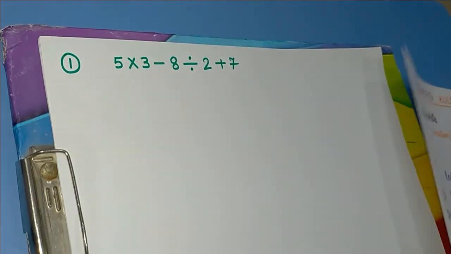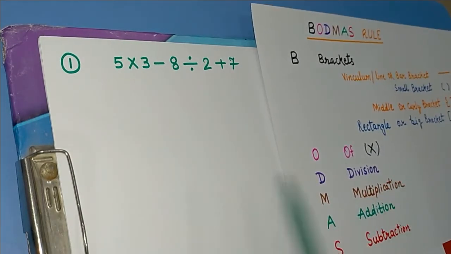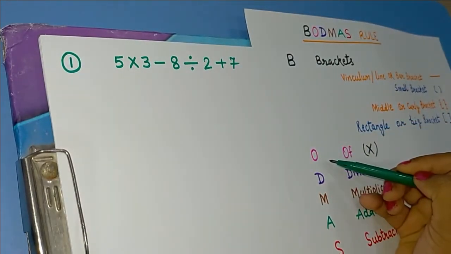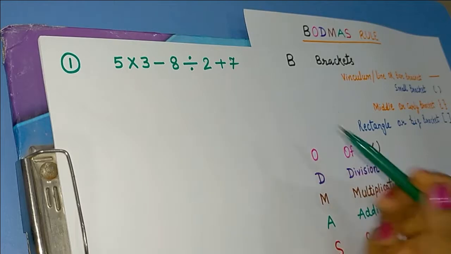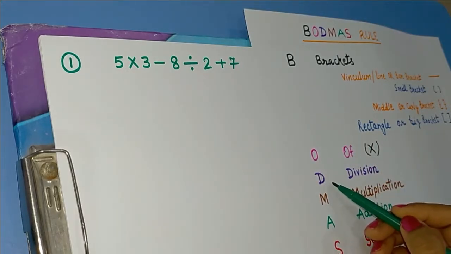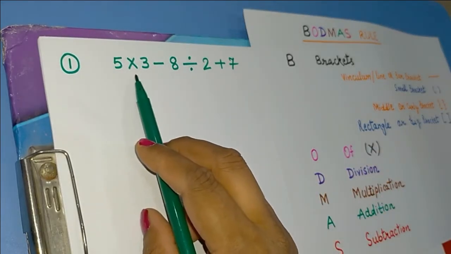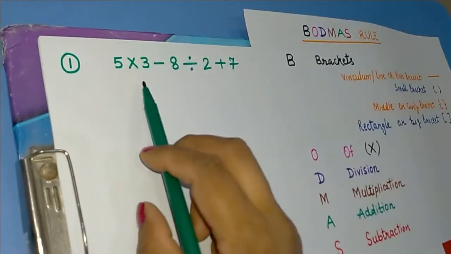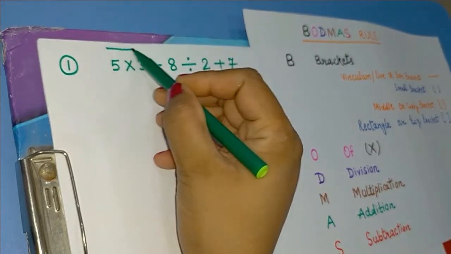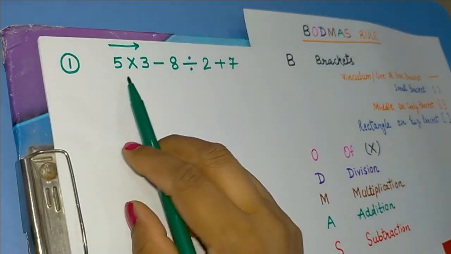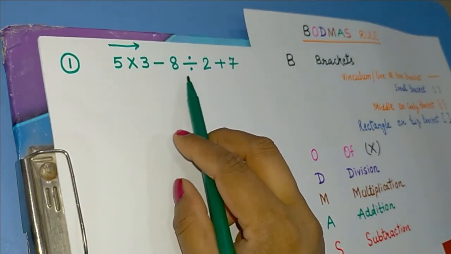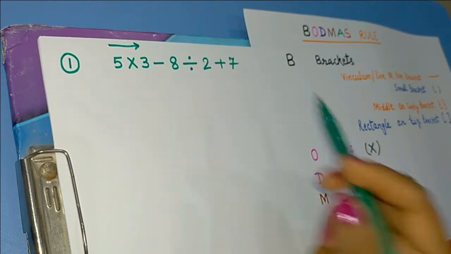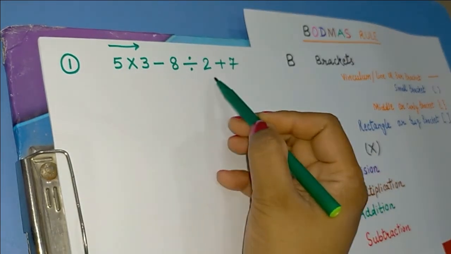So here let's check according to the BODMAS rule. Here we don't have brackets. Next we will check for the of. We don't have of. Then we will check for the division. Whenever we go for the BODMAS rule, always keep in mind we have to move from left to right. So when we move from left to right, yes, we have division here. So first of all we need to solve division.